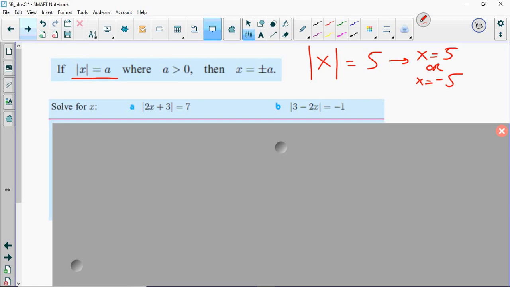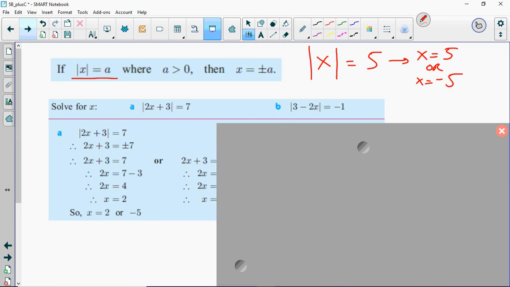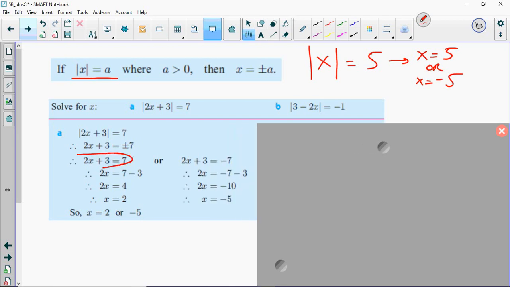So for this first one, we have 2x plus 3 in the absolute value. That's equal to 7. So we're going to solve two equations here. One where we have 2x plus 3 equals positive 7, and the other 2x plus 3 equals -7. Both of those equations should be easy to solve. We get two answers out.